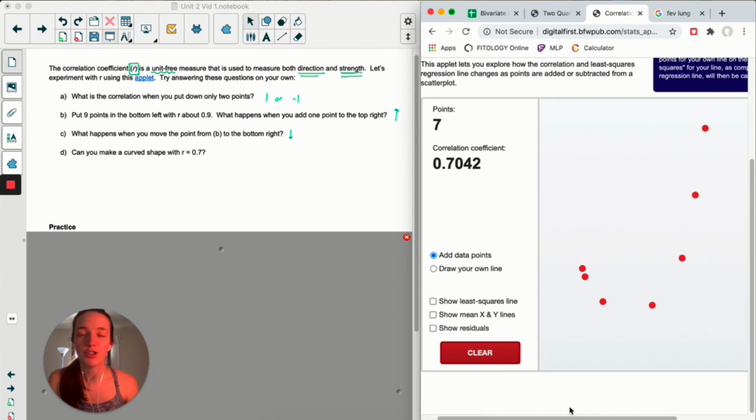Now if all I told you about a scatter plot was that R equals 0.7, your instinct would be to say, oh, 0.7 is close to 1, so that scatter plot must be pretty linear. Clearly that's not the case. R tells you about the direction and the strength, but you really need to see the scatter plot in order to understand if it's linear or not.